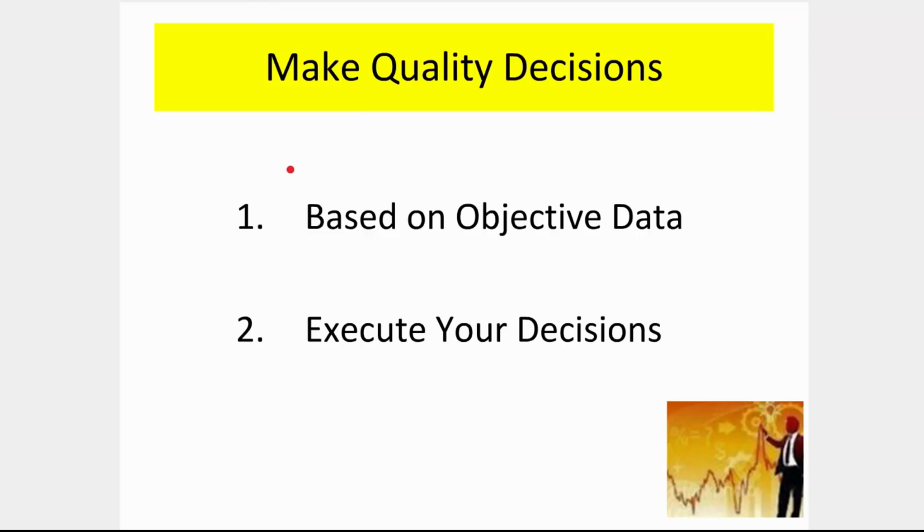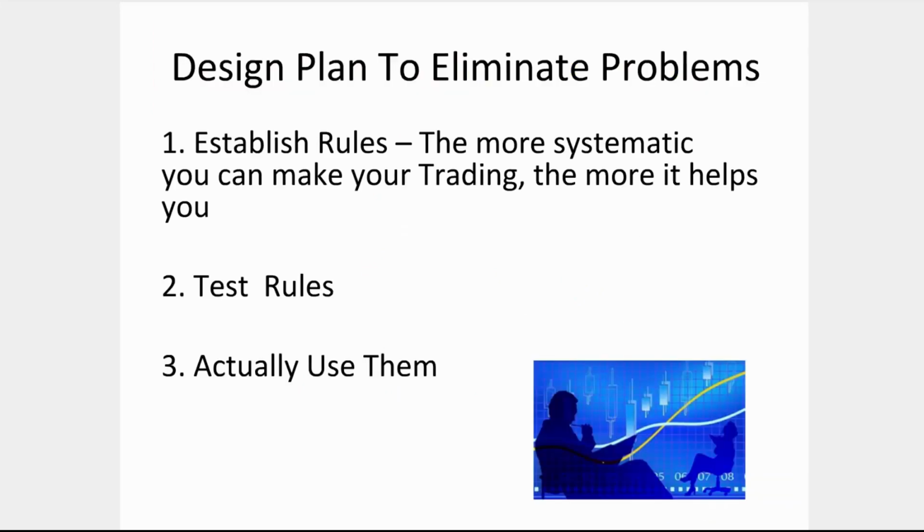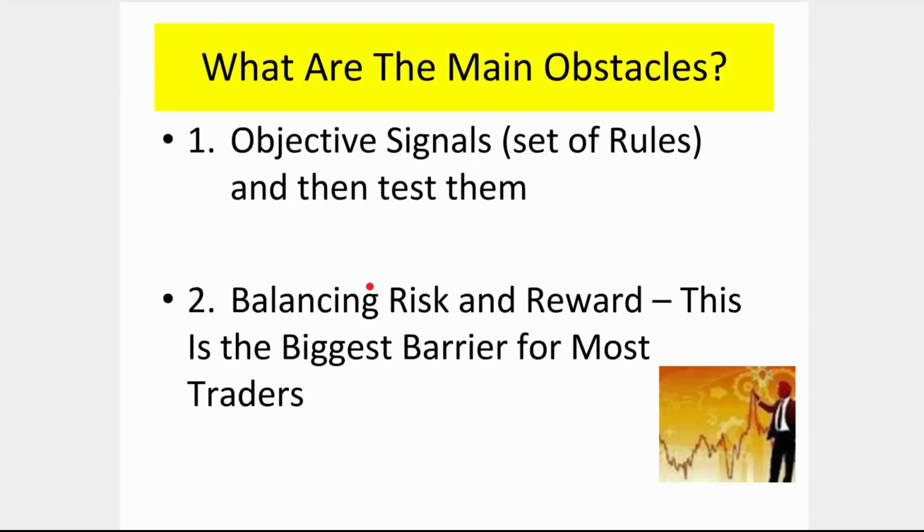All right, so what we want to focus on here today is how to make quality decisions based on objective data, and then execute your decisions accordingly. All right, so now to trade successfully, one of the main components is you need to have a systematic approach. And I'm going to show you some examples of that in just a few minutes of how to trade from a systematic standpoint. And whatever systematic method you're using, you need to actually test the rules, and then thirdly, actually use them. And that's an area that gets a lot of people in trouble.